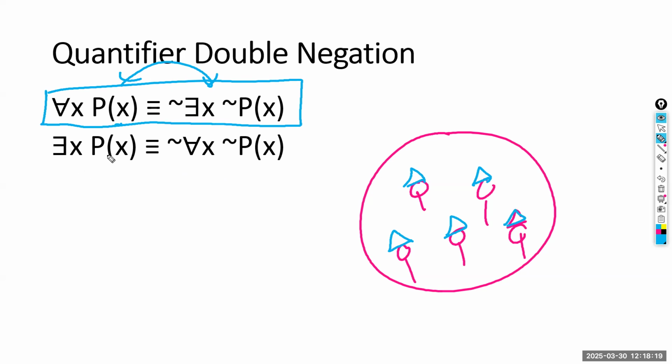So if someone says at least one exists with P(x), at least one satisfies P(x).